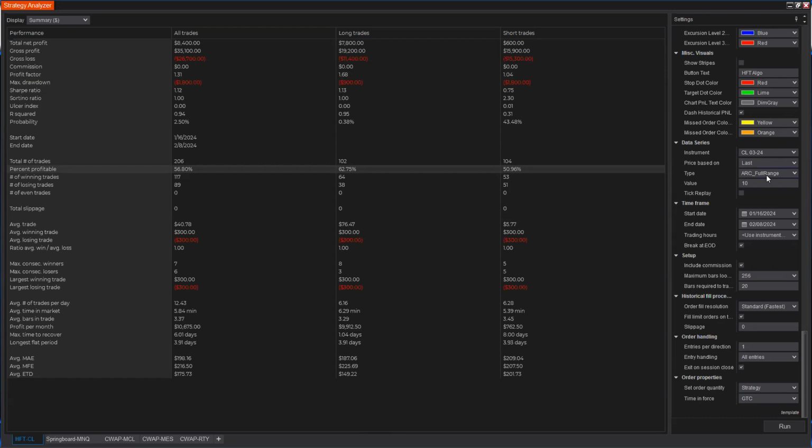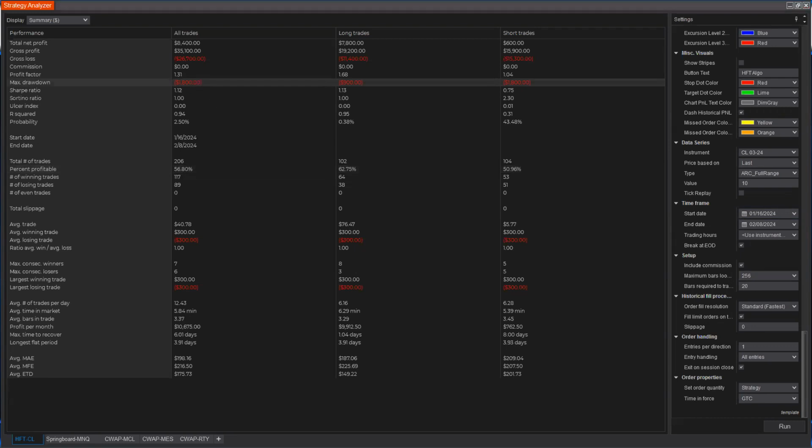But when you look at the fact that this is from January 16th, day after Martin Luther King Day, till now, and the max drawdown was 1800 and it made 8400. This is the stuff that most traders dream of, being able to pass their evaluations without hitting the max drawdown and build their account.